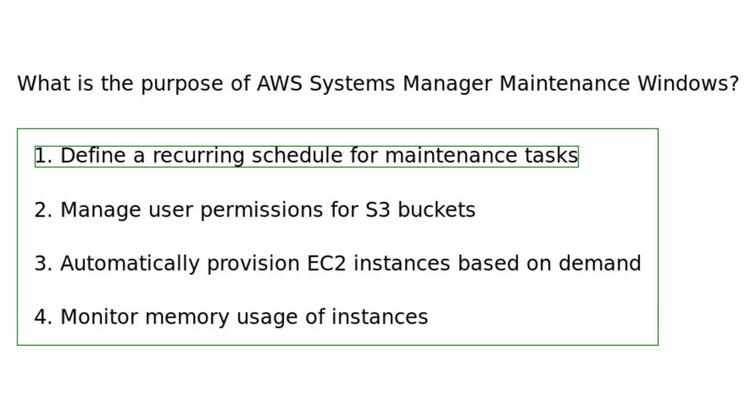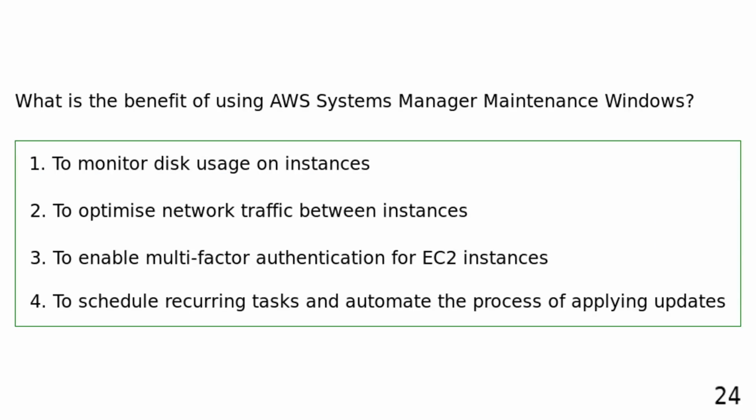AWS Systems Manager maintenance windows allow users to define a recurring schedule for maintenance tasks, enabling automated updates and administrative tasks to be executed on a regular basis. What is the benefit of using AWS Systems Manager maintenance windows? To monitor disk usage on instances. To optimize network traffic between instances. To enable multi-factor authentication for EC2 instances. To schedule recurring tasks and automate the process of applying updates.